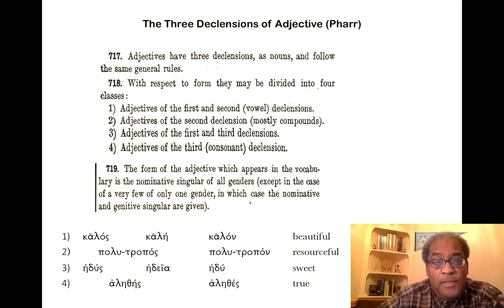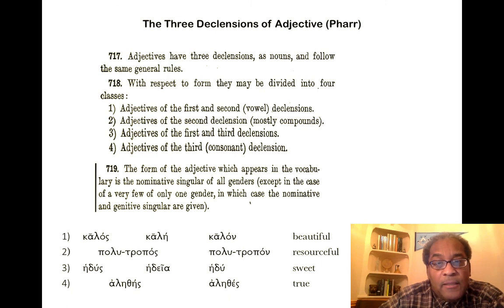Okay. 319. The form of the adjective which appears in the vocabulary is the nominative singular of all genders, except in the case of very few of only one gender, in which the nominative and genitive singular are given. We'll come to that later, so don't worry about the few adjectives of one gender. We'll see those later. But what I have here at the bottom of this are examples of each of these 4 categories.